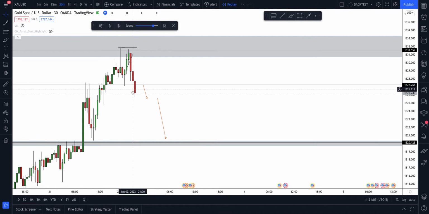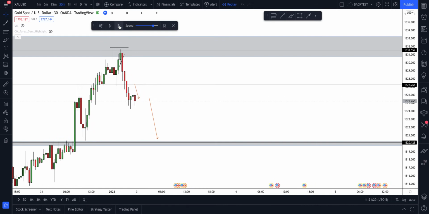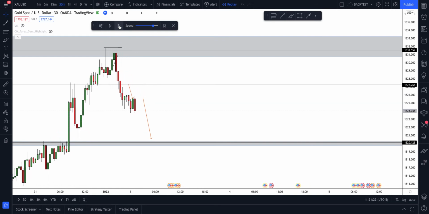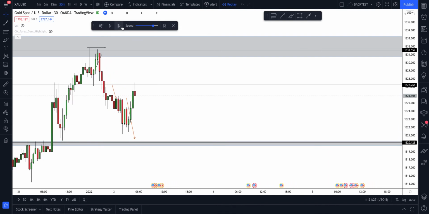Price closed below the zone, again below this wick. You can be a part of it. You can enter here. Your stop loss should be slightly above the previous candle. Okay, price rejecting.